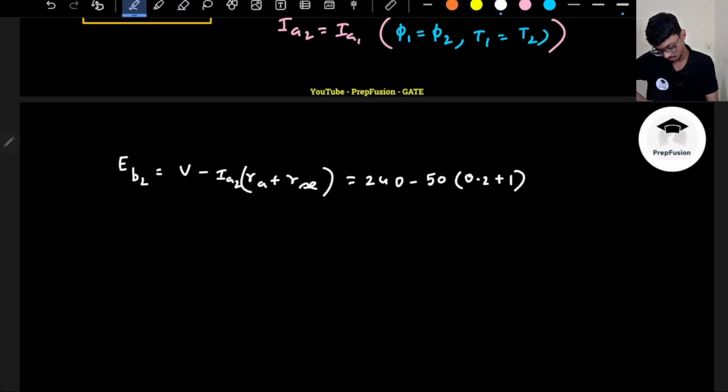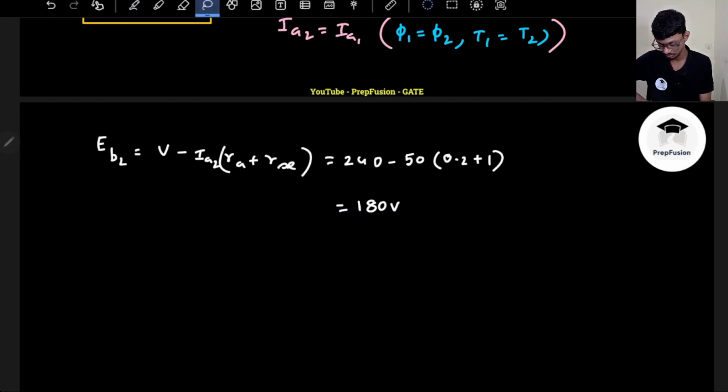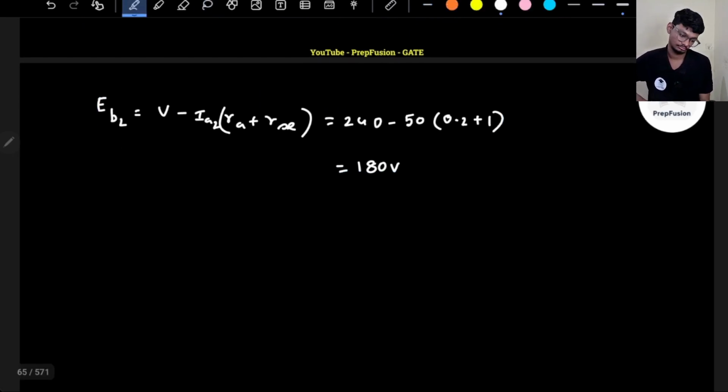RAC is 1. So this will be the EB2. So EB2 will be 1.2 into 50, so this will be 60. So this will be 180 volts. Okay, so that is what my EB2 will be equal to, right? So from here I can directly comment about the speed.